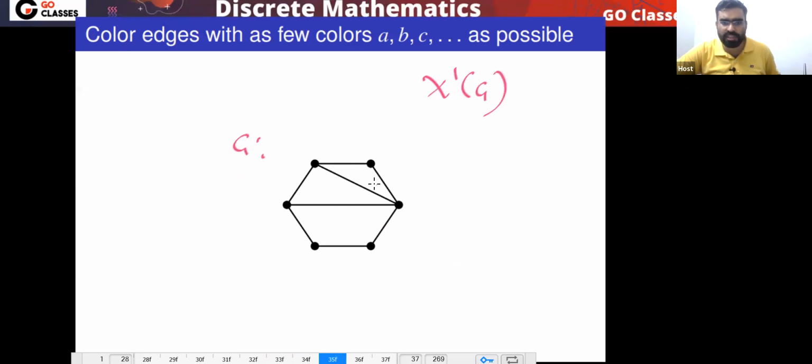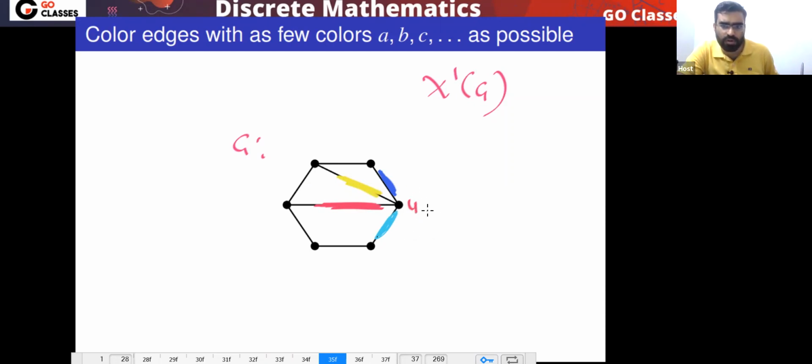For this graph, you can notice one thing. What is the maximum degree vertex? Can anyone tell me? This vertex has the maximum degree. What is the degree of this vertex? The degree of this vertex is actually 4. So can I say that at least 4 colors are needed? Because if I give this red color here, I cannot use red here. I have to give another color here, and some other color here. Because of this vertex, I can guarantee that I need at least 4 colors, because this vertex has degree 4.